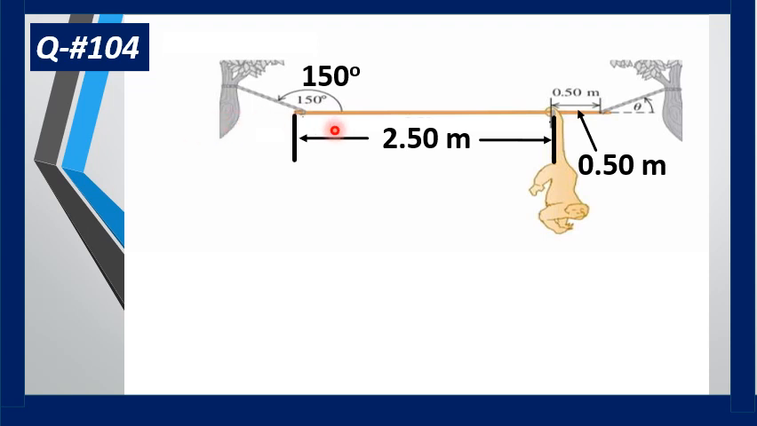The body in question is a uniform and rigid rod 3.00 meters long, held in a horizontal position by two ropes at its ends. The left rope makes an angle of 150 degrees with the rod, and the right rope makes an angle theta with the horizontal. All right? A 90 Newton Howler monkey hangs motionless 0.50 meters from the right end of the rod.